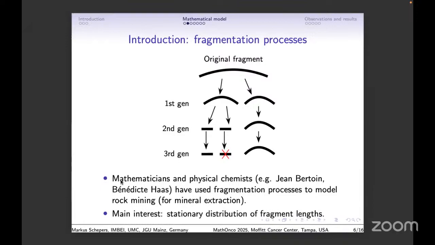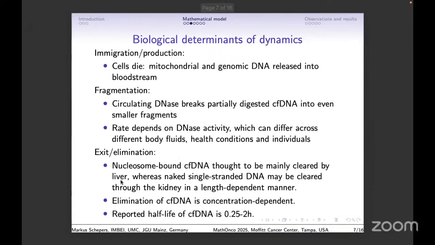So conceptually, a fragment is entering the blood, and then there may be some fragmentation or splitting events or some elimination event, shown with the red cross. And this gives you a distribution of the fragment lengths, and in the long term, you can assume you're in an equilibrium state of that process.